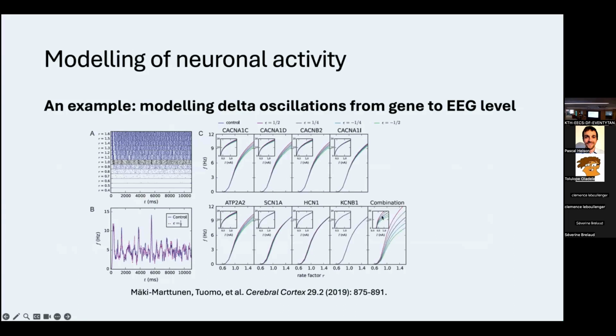And finally, we did an analysis where we combined these effects and showed that the combined effects can be large, even though the singular effects are small, which is kind of obvious, but we wanted to show it anyway.